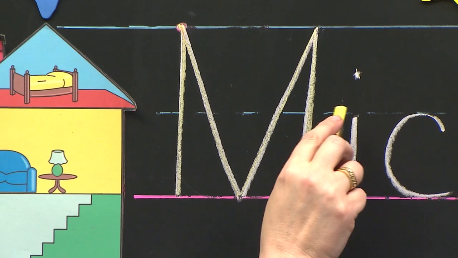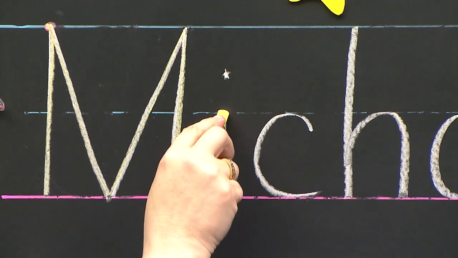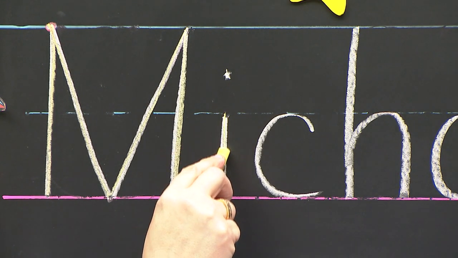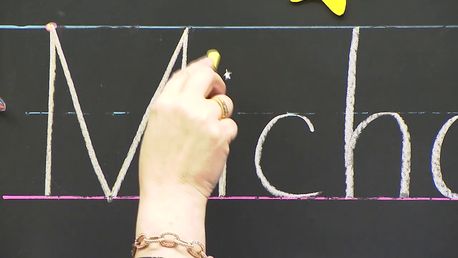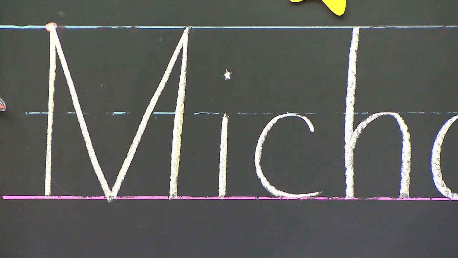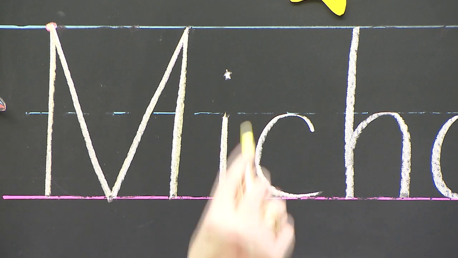Then I'm going to go over here. I'm going to make this letter. It starts on the dotted line, and we walk straight down to the pink carpet. I pick up my pencil, and I put on a dot. What letter is that, girls? I. Good job.